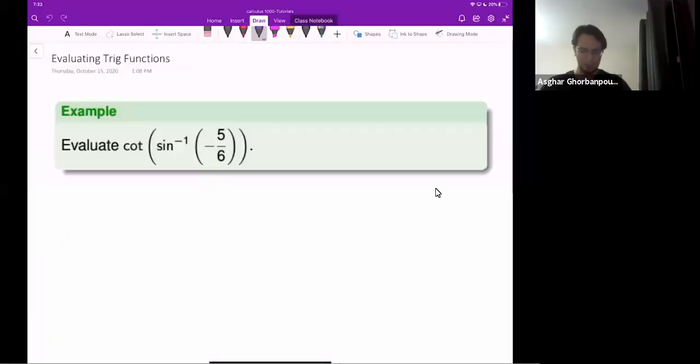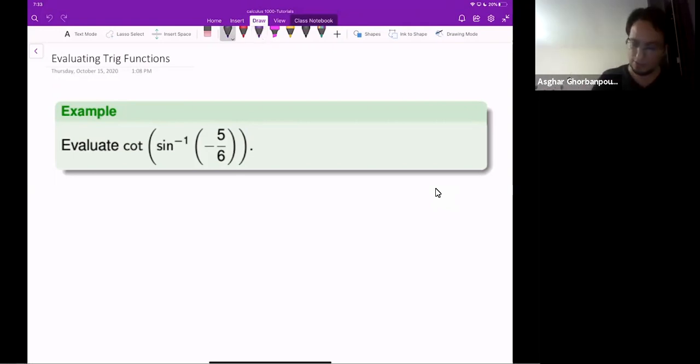Okay, in this question, we are supposed to evaluate cotan of sine inverse of -5/6. The first thing that you have to notice is that I don't know, and let me make it more precise, no one other than calculators, maybe, know what is the angle whose sine is -5/6. This is not, in other words, one of the sine tricks that we get from those special angles. What should we do in these cases?